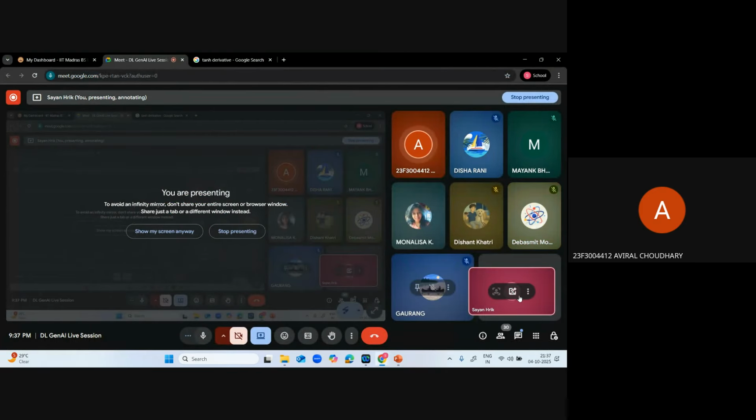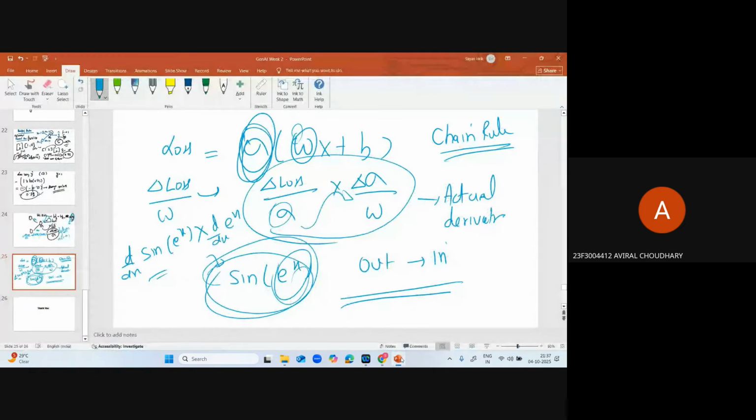Clear so far? If we have multiple hidden layers, how is it going to work? If you have multiple hidden layers, then you have to do multiple derivatives. I'll tell you that in a minute. First let's solve this and I'll give you the example for that. It's like this only, via chain rule.